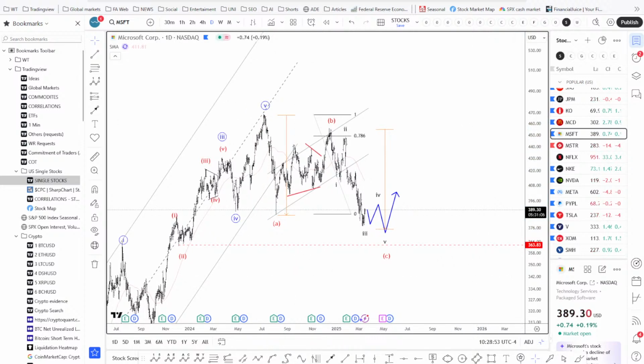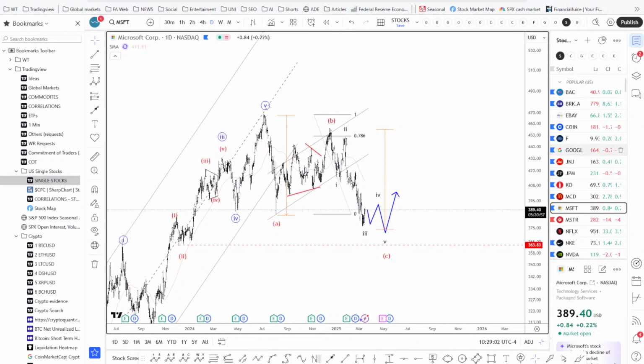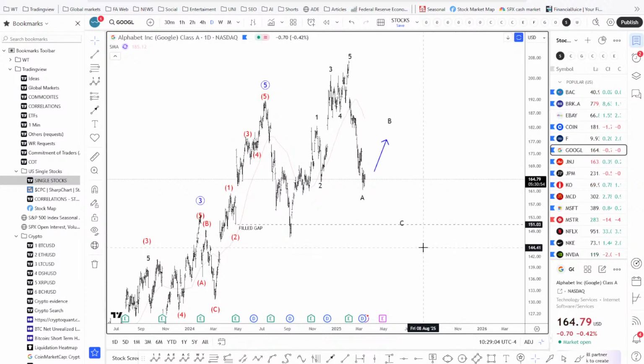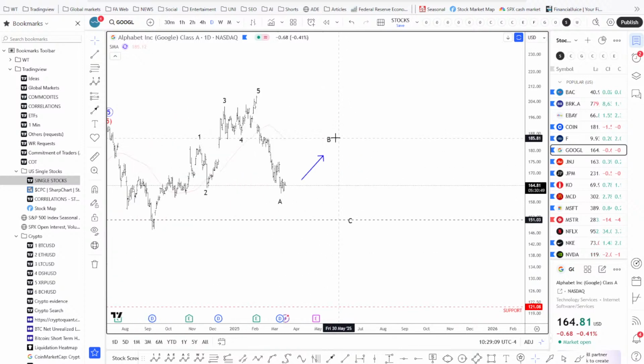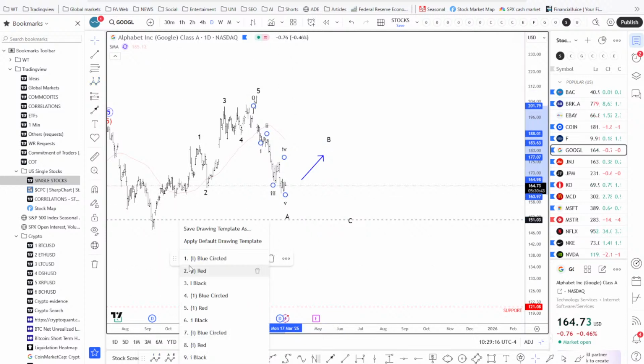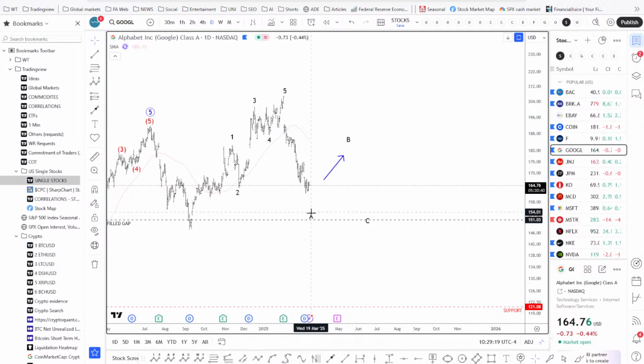Now let's take a look also at Google. This one has seen a very strong drop, but notice that if I can count possibly 5 waves down here, it means that we can be approaching some support down here. So we are, wait, what happened? I'm not sure where the labels disappeared. Here they are.